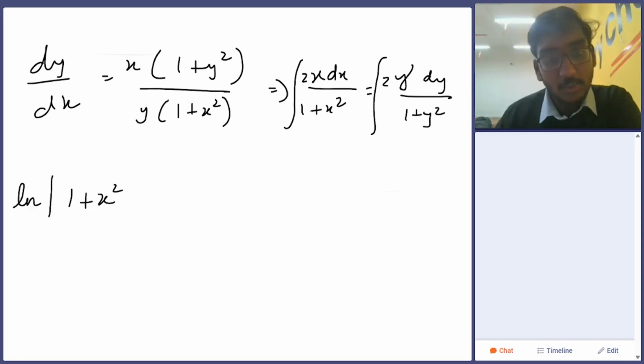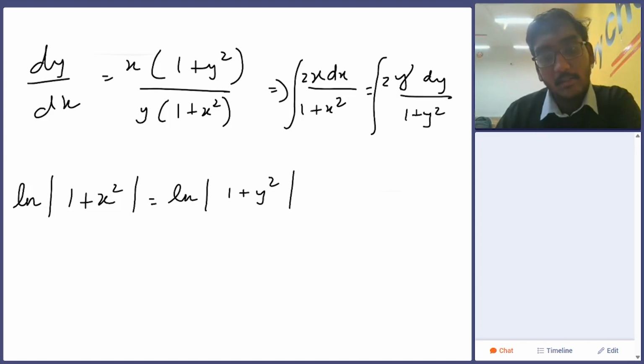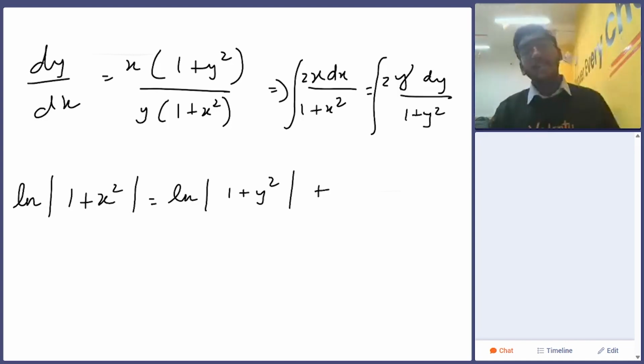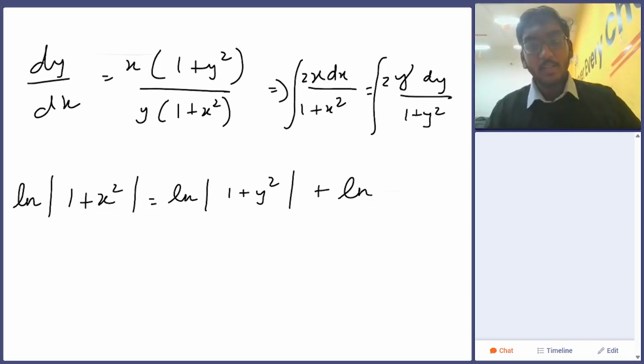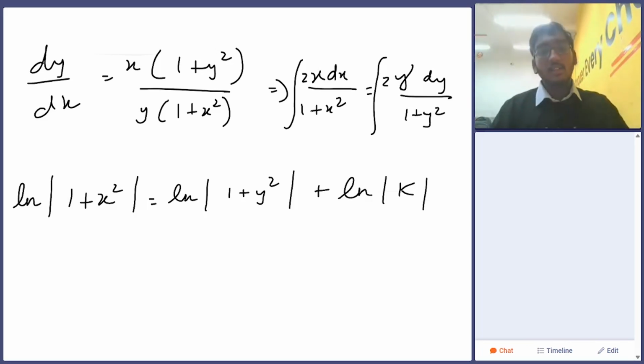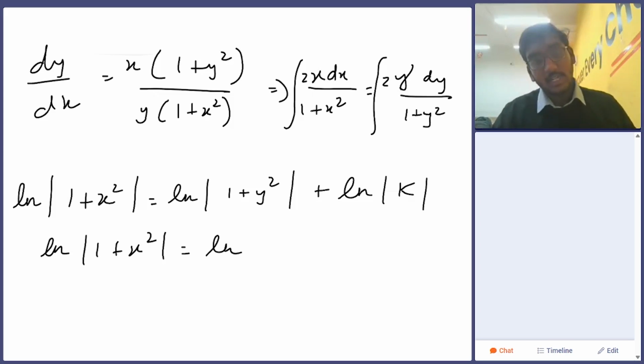ln mod of 1 plus x square will be ln mod of 1 plus y square plus some constant. That constant you can better take as a logarithmic constant. It will be convenient for us. Now we apply the property of log, that log a plus log b can be written as log ab, so just write it as ln of k times 1 plus y square.